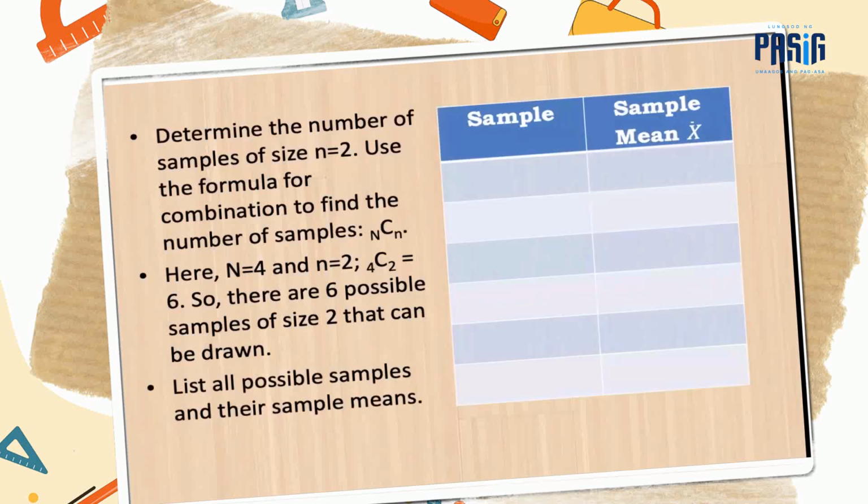Let us now list down the possible samples. 16 and 18, 16 and 20, 16 and 22, 18 and 20, 18 and 22, 20 and 22. Then get the sample mean of each pair. 16 and 18 is 17, 16 and 20 is 18, 16 and 22 is 19, 18 and 20 is 19, 18 and 22 is 20, 20 and 22 is 21.